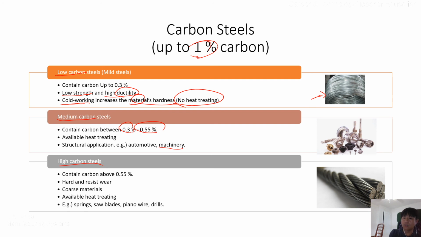These examples are gears, because they are very sturdy. And high carbon steel has the highest strength, is hard, and resists wear and coarse material. Heat treating is available, but after getting a certain level of stress, it is brittle. So this is high carbon steel, very sturdy, very strong. We use it for string, saw blades, piano wire, and drills. Those are high carbon steel.